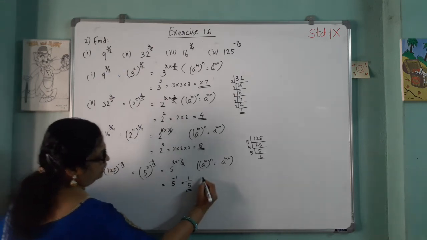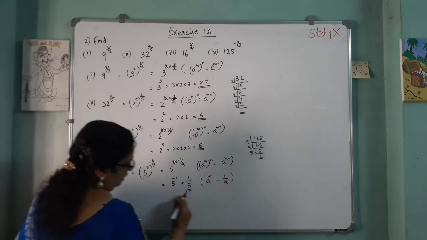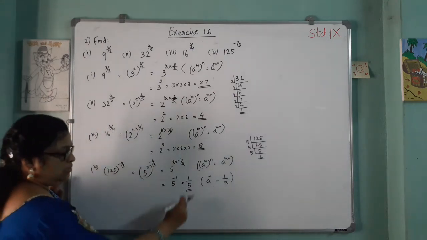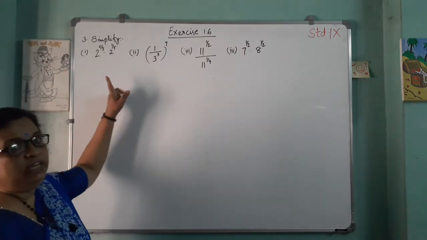That is, a raised to minus 1 is 1 by a. That is, 5 raised to minus 1 is 1 by 5. Clear? Then the last question, simplify the following.